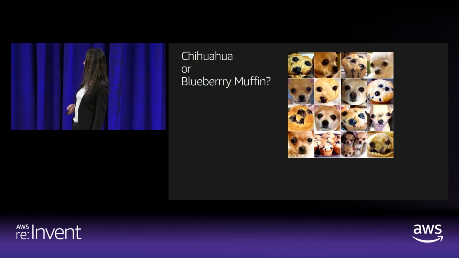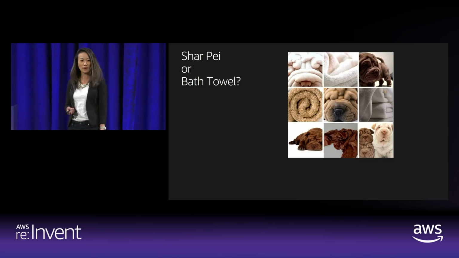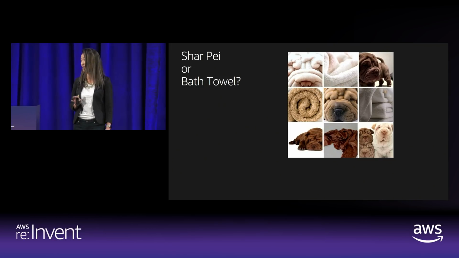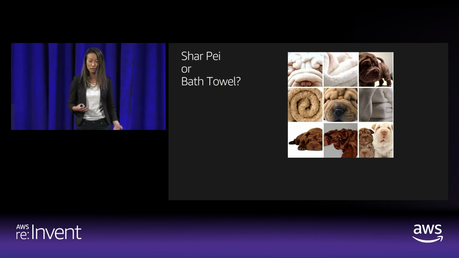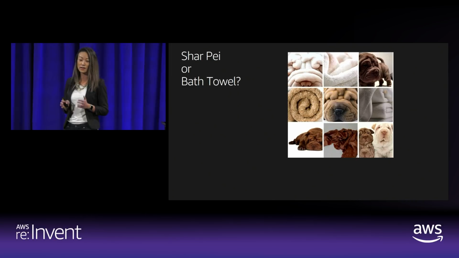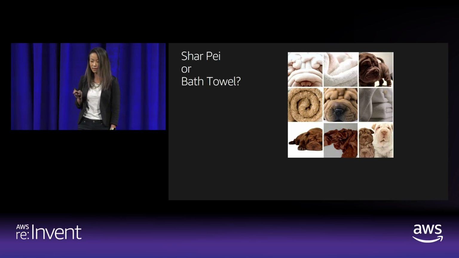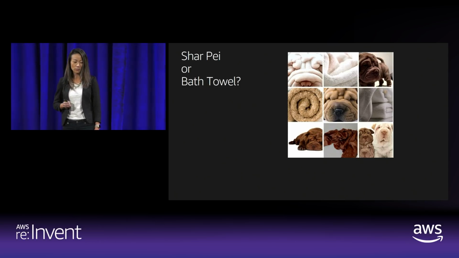Chihuahua or blueberry muffin. Shar-Pei or bath towel. You get the idea. Guess what? Computer vision is really hard. But for people like us, we can actually tell the difference really easily where a computer might not be able to do this. And this is a real-life problem, right? Let's go into another real-life business problem that we actually ran into as well.